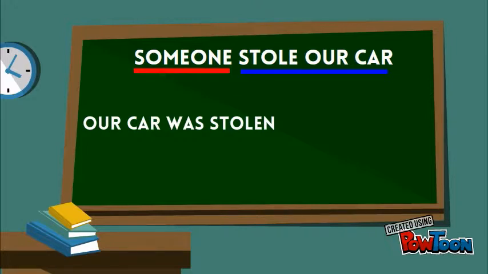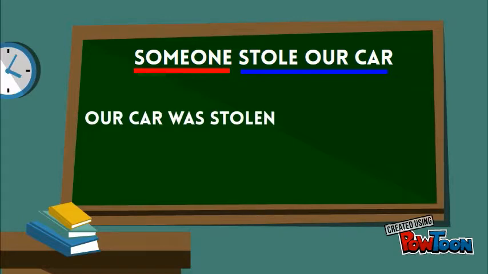If we want to point out who did the action in a passive construction, we do it at the end of the sentence. Our car was stolen by someone. So you do it by adding the preposition by and then the agent.